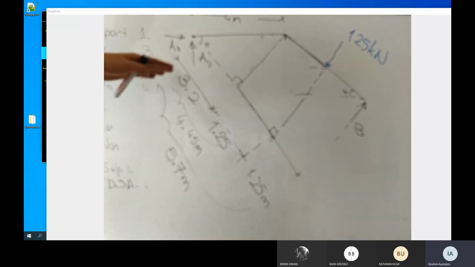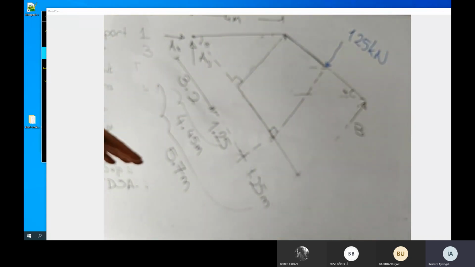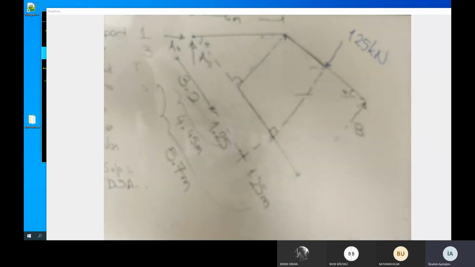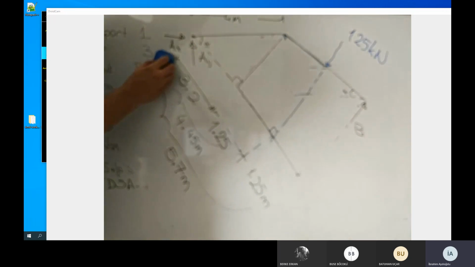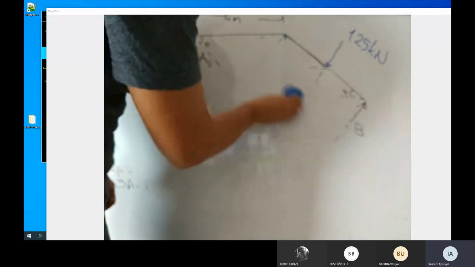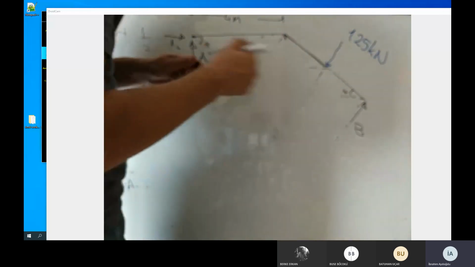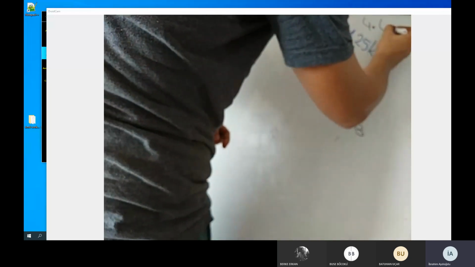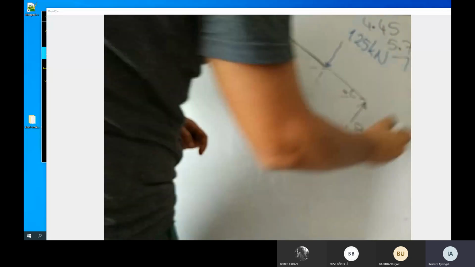I don't have enough space, therefore I need to delete this part. Do you have any question up to now? Okay. Maybe I can forget, so I need to record like this: 4.45, 5.7. Don't forget this.